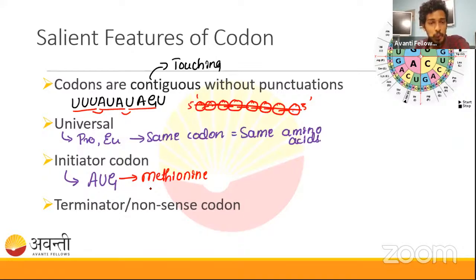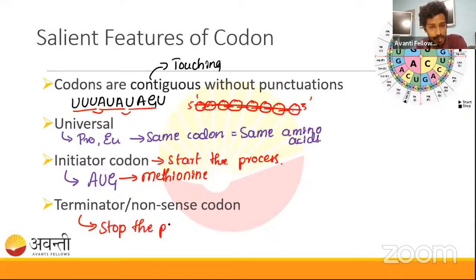So, remember, AUG is always methionine, right? Then, second, there are certain codons called terminator codons. The initiator codon starts the process of translation, and terminator codons stop the process.